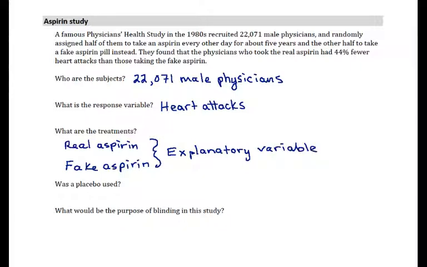A placebo was used because instead of just telling them not to take anything, those in the control group were taking the fake aspirin. So we would say yes to this and reference that fake aspirin that we just mentioned above. That would be the placebo. The purpose of blinding here, the blinding was achieved by using a placebo. The purpose of blinding here is so that the participants don't know which drug they're taking. They don't know if they're taking the real aspirin, and that isn't going to then affect their behavior.